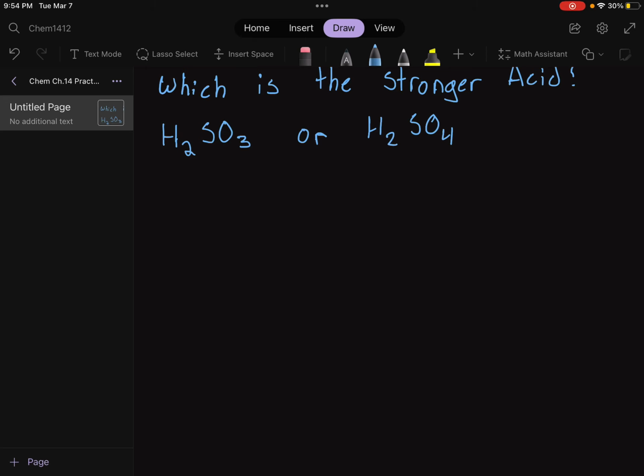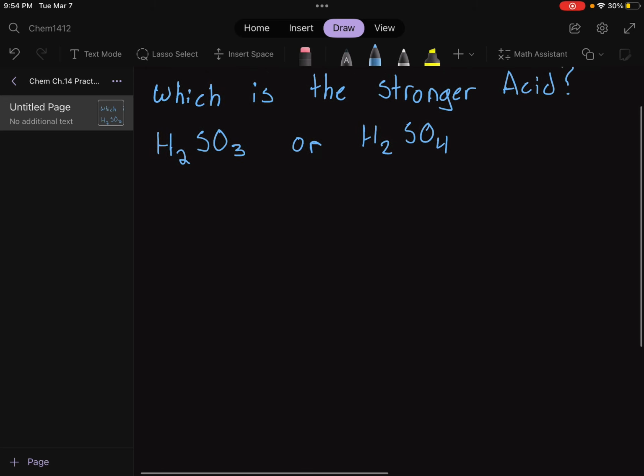The question is, which is the stronger acid? So we have H2SO3 and H2SO4. So the first step in this is to draw the Lewis structures of both compounds.